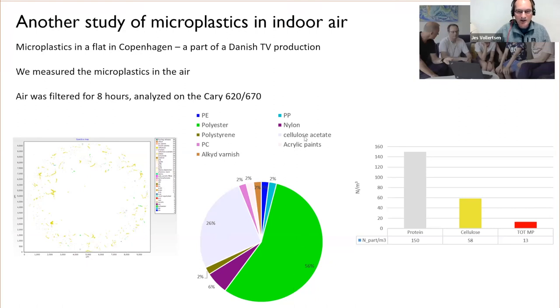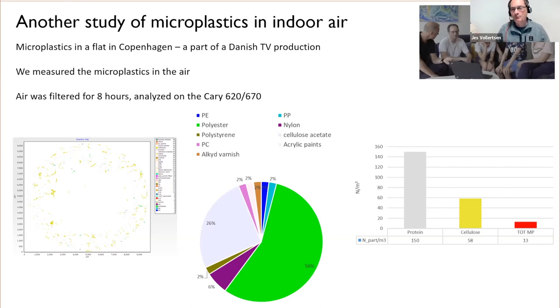But where does the cellulose acetate come from? Because this is normally not something we find. I mean, it's used in cigarette filters, but they don't smoke. And nobody smokes in that family or in that room. So it turned out that this guy here, the father, his profession is magician. So he does tricks to entertain people with different things.